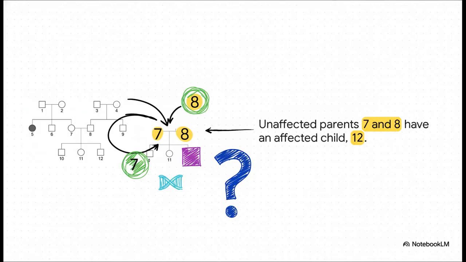So where's the evidence? Well, the classic telltale sign of a recessive condition is when you find two parents who are unaffected, but they have a child who is affected. And bingo, look right there on the chart. Individuals 7 and 8 don't have MSUD, but their child, number 12, does. That's our smoking gun. It's the only way this could happen.